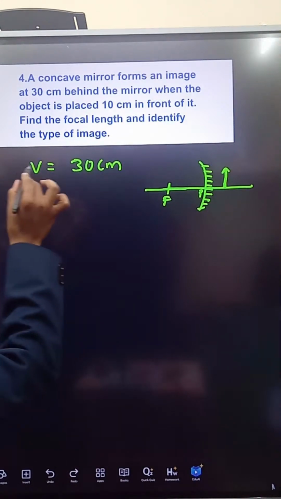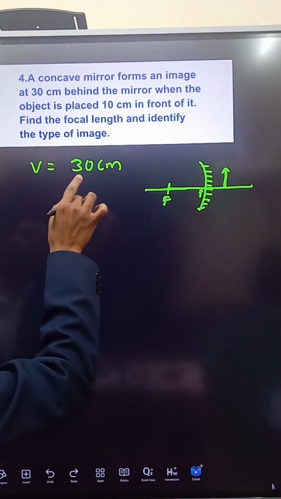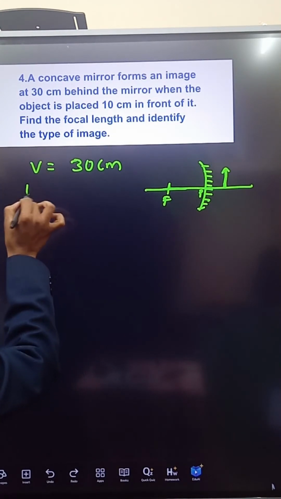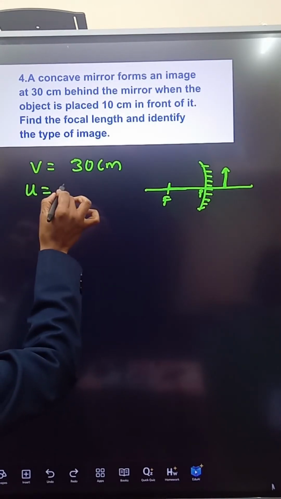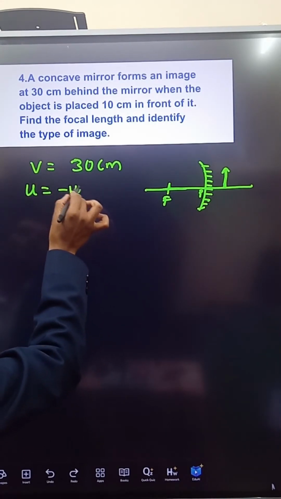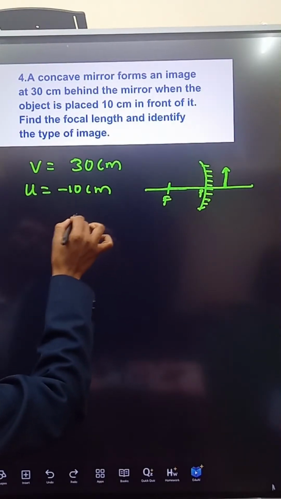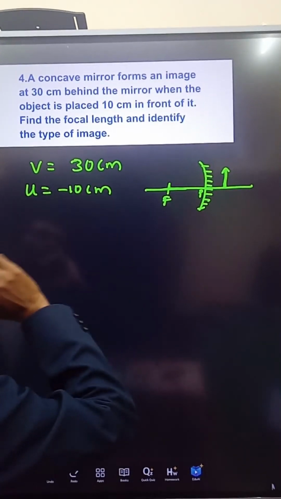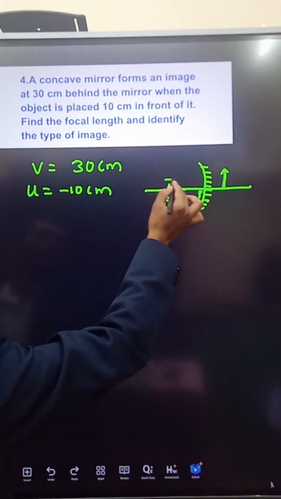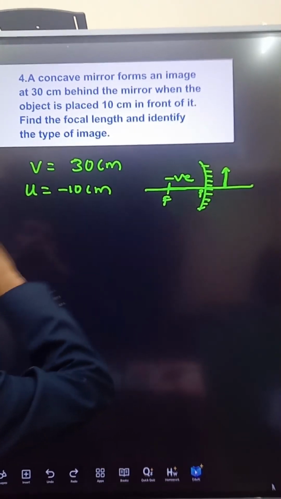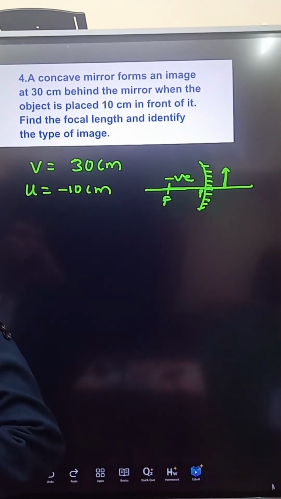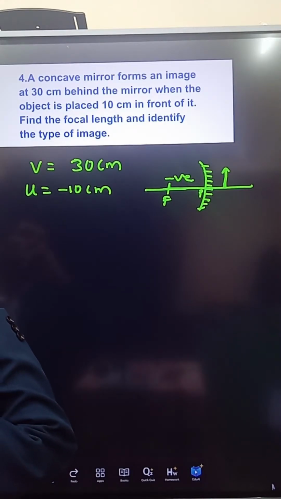Next, when the object is placed 10 centimeter in front of it, you see the object distance is given, that is minus 10 centimeter. Why? To the left of the mirror it comes. To the left, values are taken as negative, or not? So that is why 10 centimeter in front of it. Find the focal length and identify the type of the image they are asking.